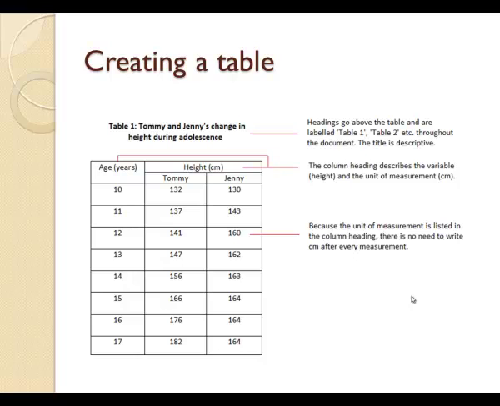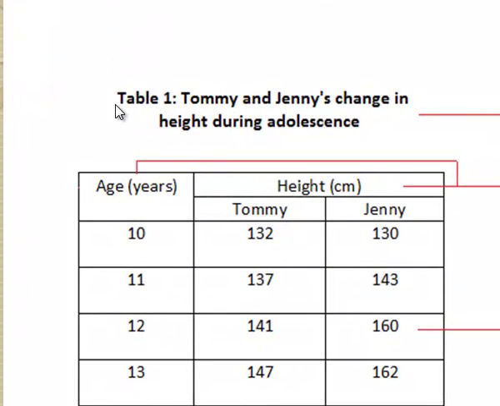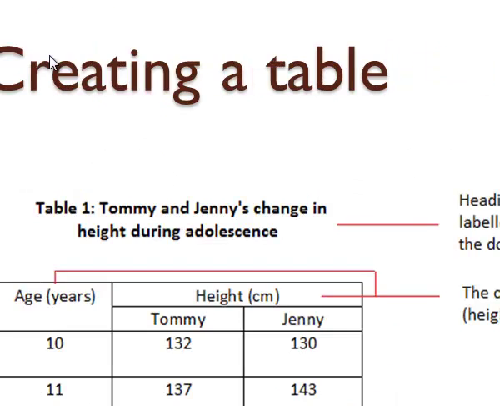I'd like you first to look at the heading. It states Table 1, Tommy and Jenny's change in height during adolescence. As you will notice, it starts off with the words Table 1. If you have more than one table in your document, you should state them as such. Table 1, Table 2, Table 3, and so on. The second thing you will notice is that the title is descriptive. It doesn't just say Table 1, Experiment 1. It describes Tommy and Jenny's change in height during adolescence. This is very important, and you should include this in your lab report.